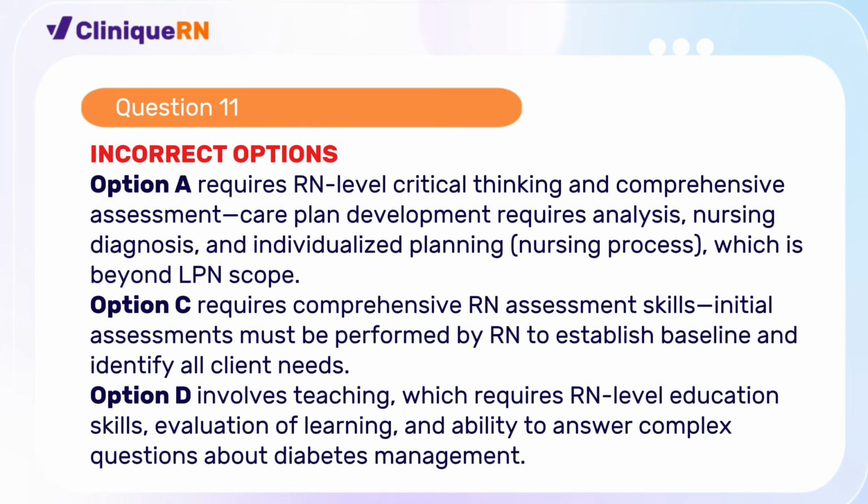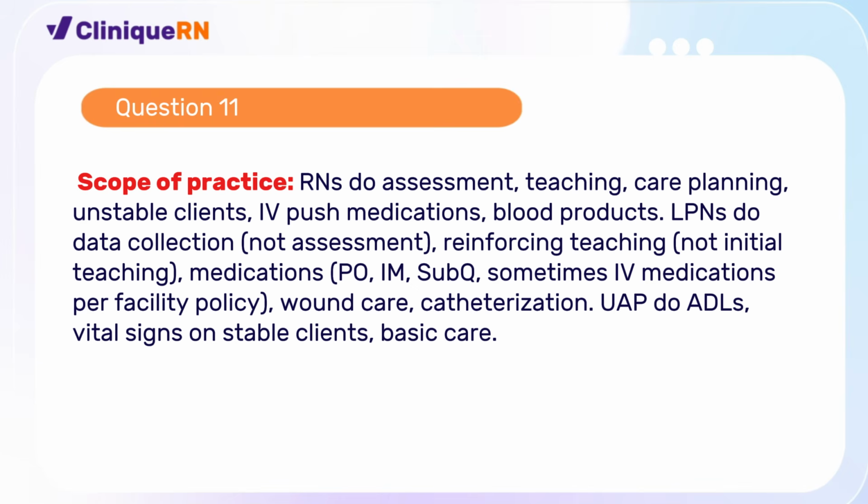Scope of practice: RNs do assessment, teaching, care planning, unstable clients, IV push medications, and blood products. LPNs do data collection, not assessment, reinforcing teaching, not initial teaching, medications, PO, IM, sub-Q, sometimes IV medications per facility policy, wound care, and catheterization. UAP does ADLs, vital signs on stable clients, and basic care.